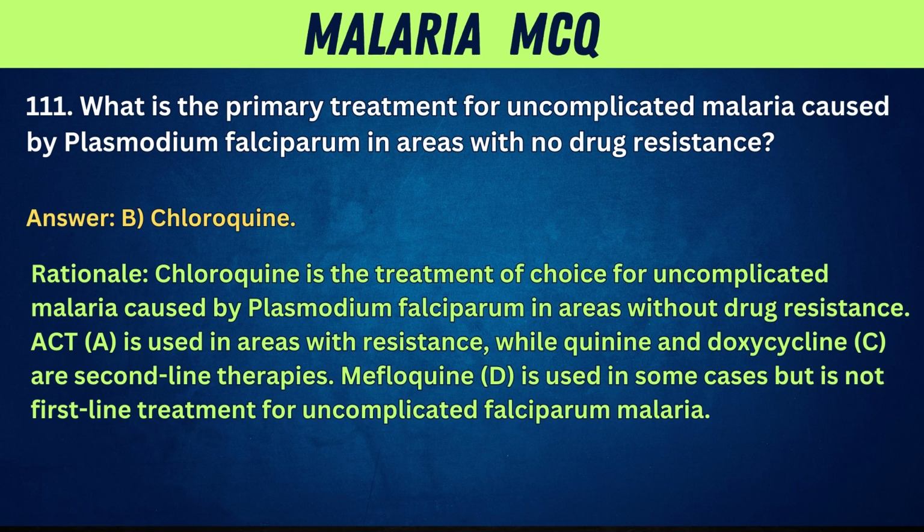Rationale: chloroquine is the treatment of choice for uncomplicated malaria caused by Plasmodium falciparum in areas without drug resistance. ACT, A, is used in areas with resistance, while quinine and doxycycline, C, are second-line therapies. Mefloquine, D, is used in some cases, but is not first-line treatment for uncomplicated falciparum malaria.